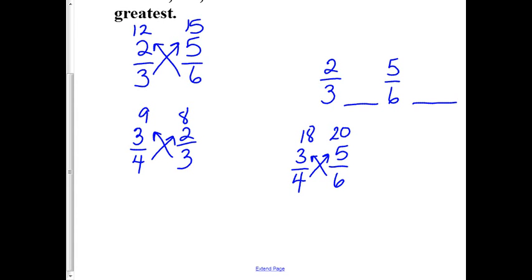And this shows me that 3/4 is less than 5/6, so it has to go between 2/3 and 5/6.